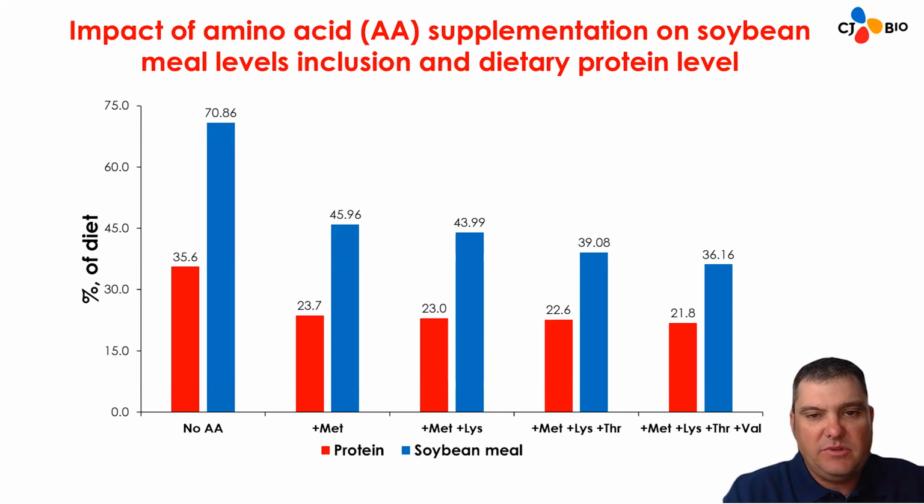As we add in methionine, we see a dramatic drop in the amount of soy meal necessary to meet the nutrient requirements of the animal, as well as a dramatic drop in the amount of crude protein that's present in that diet. Then as we add lysine, threonine, and now valine, which is commonly used in a variety of diets across the globe, we can reduce the amount of soy meal used in the diet from 71% all the way down to 36% in the corn soy-based diet. And the amount of crude protein in that diet drops from 35% to 21.8%.